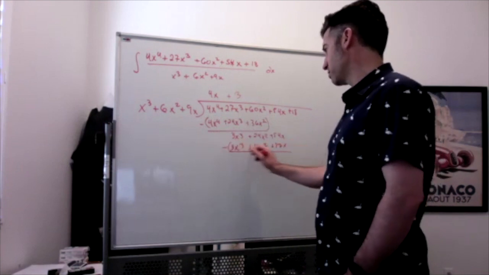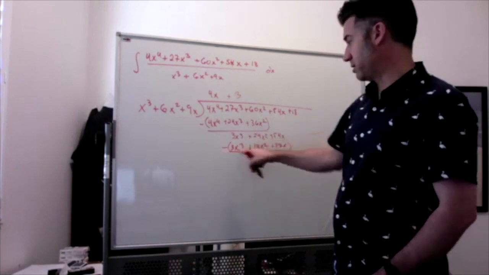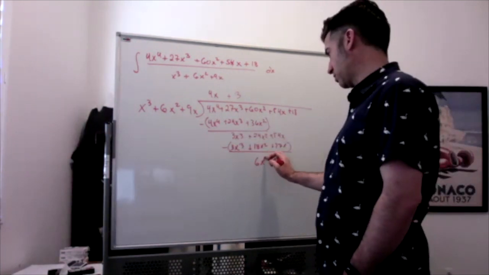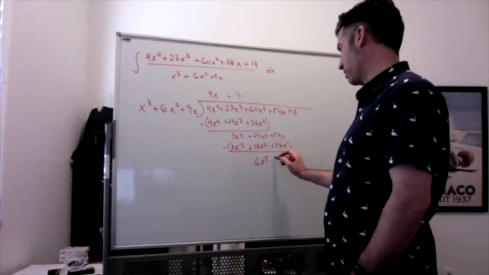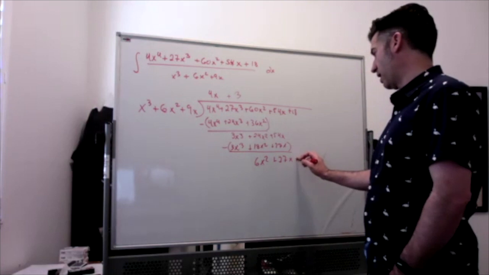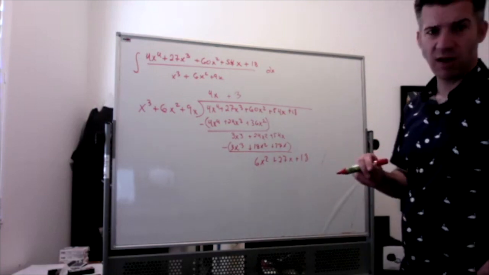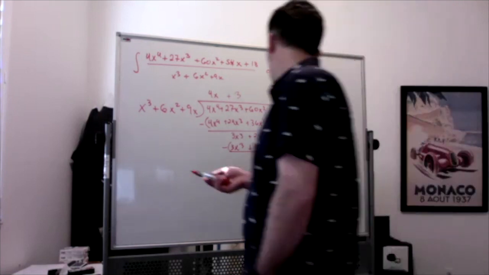Subtract. 0. 24 minus 18 gives you a 6x squared. 54 minus 27 gives you a 27x. And then we're going to bring down the 18. And we might be in luck. I don't know. Let's take a look.